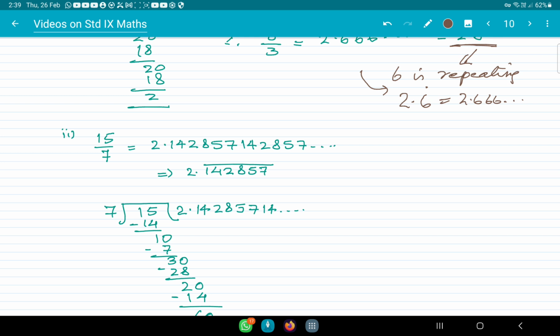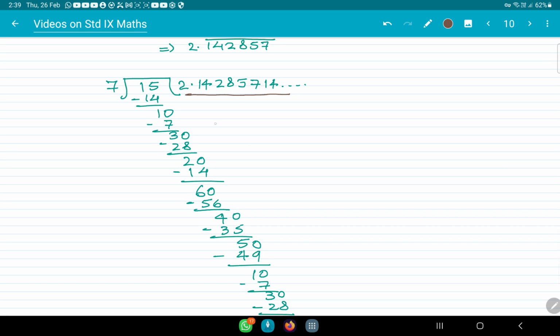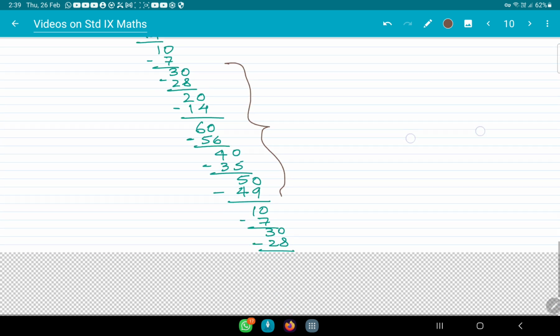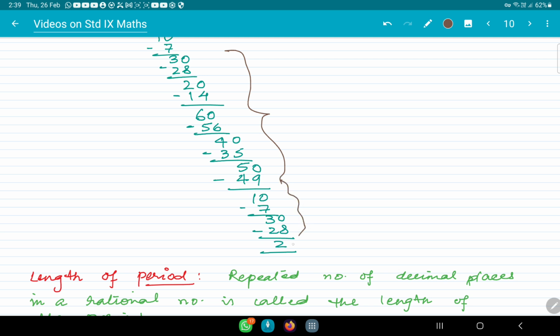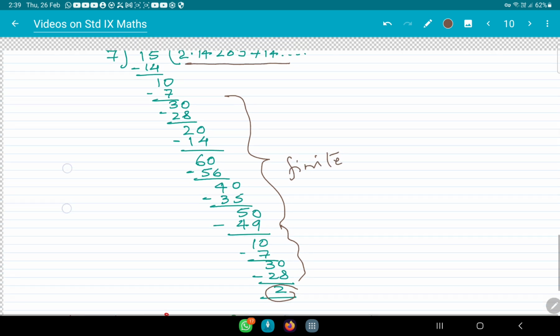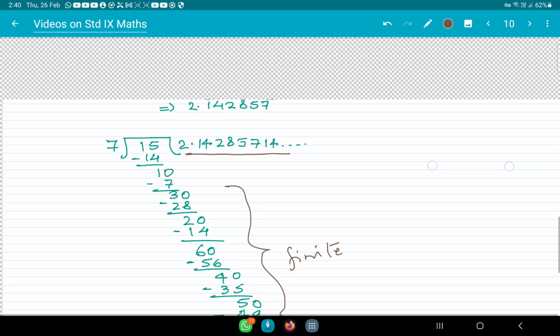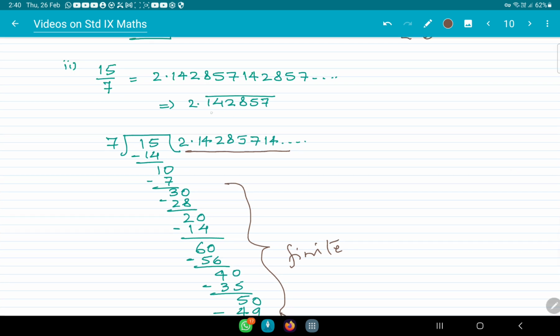Now I am taking another example, which is 15 by 7. 15 by 7 means 7 will divide 15, and you are getting 2.142857. By doing finite steps of division, we are seeing that our remainder is not 0 every time, and after finite steps, we are seeing another thing also. What is it? That some set of digits are repeating.